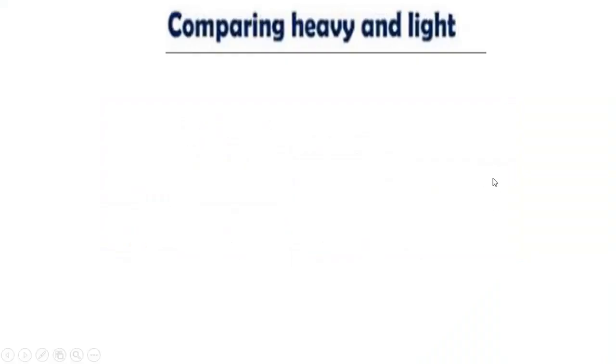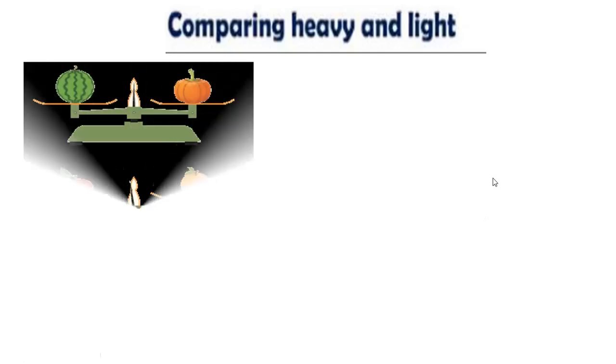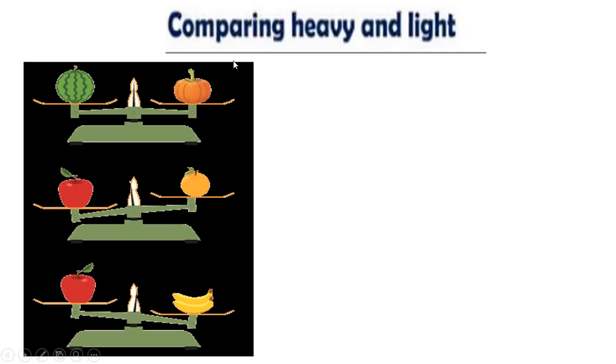Comparing heavy and light objects. Here you can see a watermelon and a pumpkin, and the balancing scale is balancing both sides. It is very straight. That means the two things are of equal weight. And in the next picture you can see the line has come down. That means the side that has come down, the object on that plate is heavy.